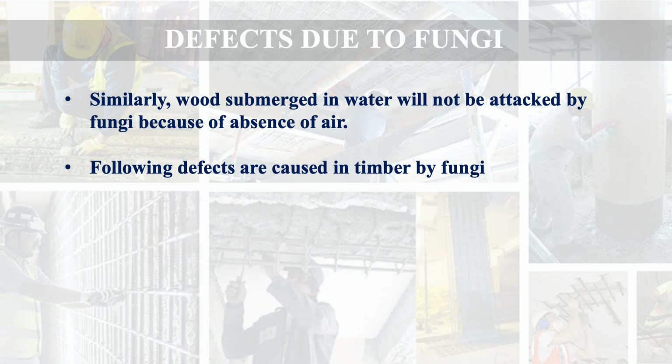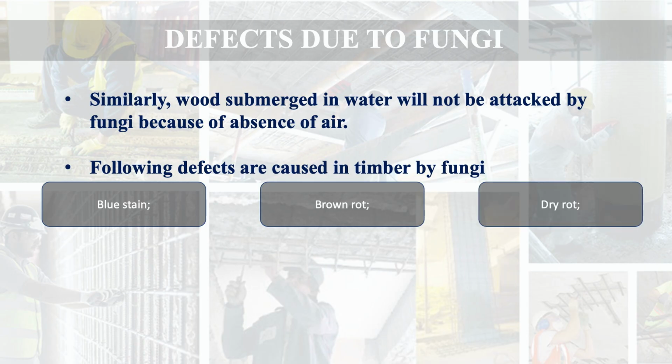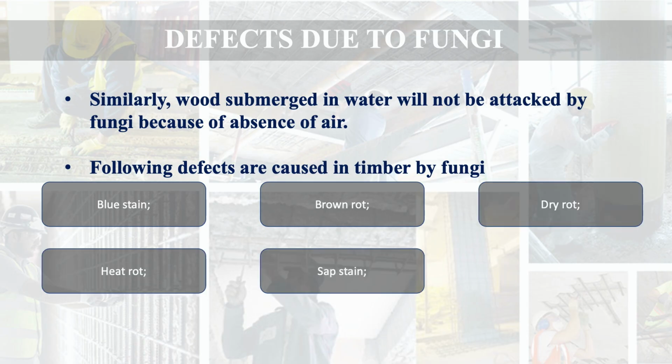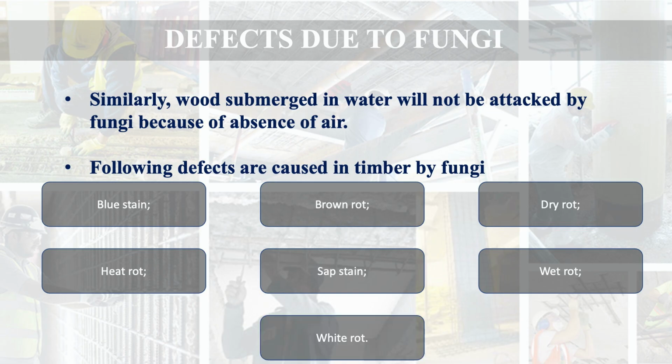The following defects are caused in timber by fungi. What are these defects? The names are blue stain, brown rot, dry rot, heart rot, sap stain, wet rot, white rot. So these are the different defects which are caused by fungi.